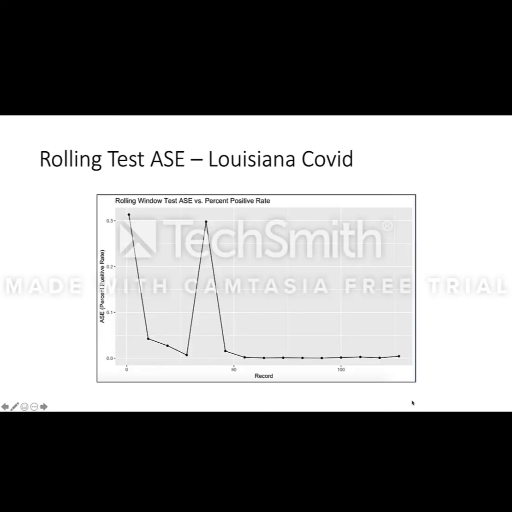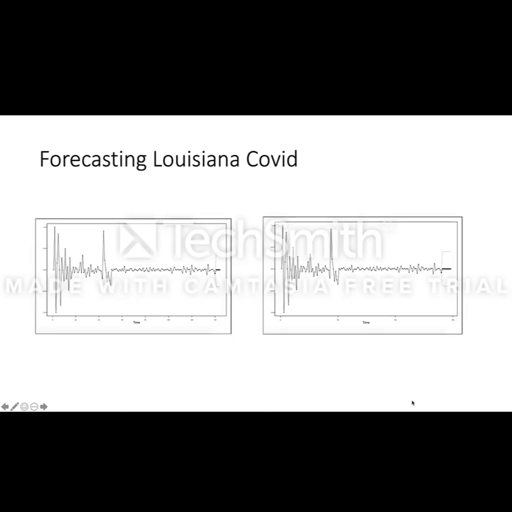Running a rolling test AIC, we can see that early on we had a poor fit. Later on we had a great fit, which deviates a little bit over time, which might be due to a rise in test counts. On the plot to the left, we can see a 4-day forecast, and on the plot to the right, we can see an 8-day forecast.